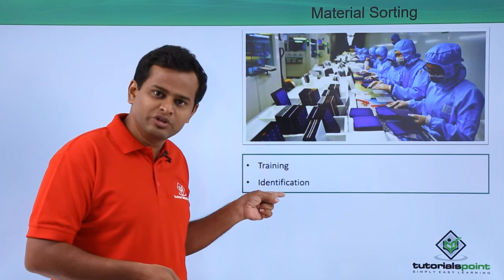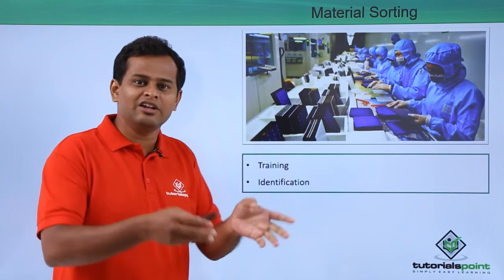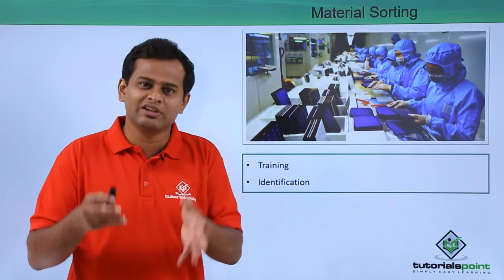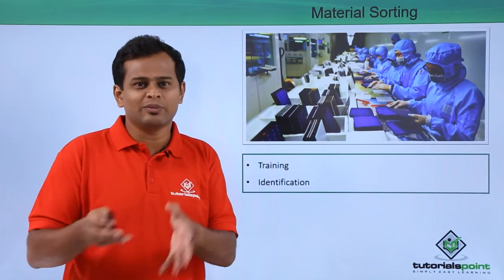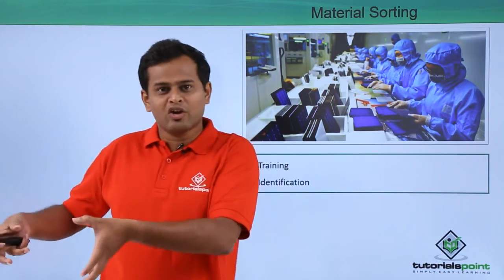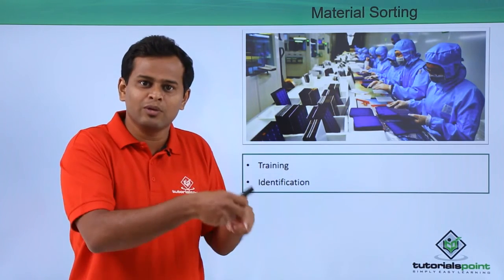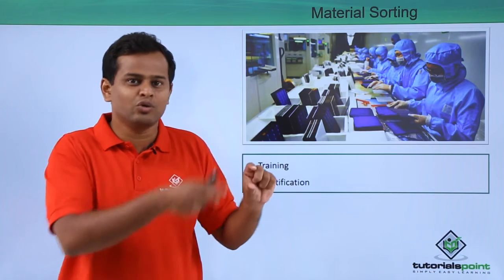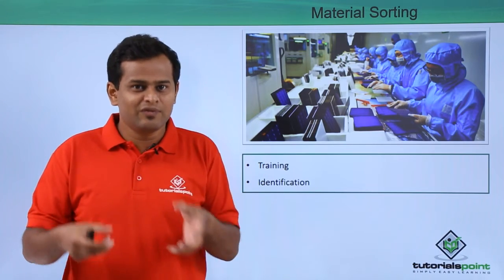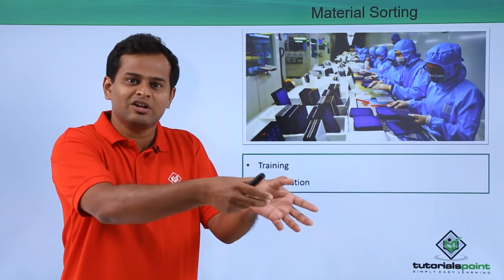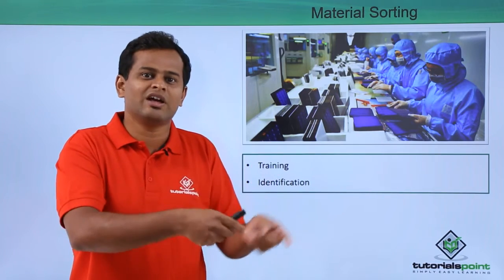Once we are doing the sorting, we need to identify the components, the packaging, and the bins very clearly. We can do something like this. When an OK component has been inspected and identified, we can put a green tag on it with OK written on it. If it is a not OK component, once we have inspected it, we can put a red tag on it and mark it as not OK.